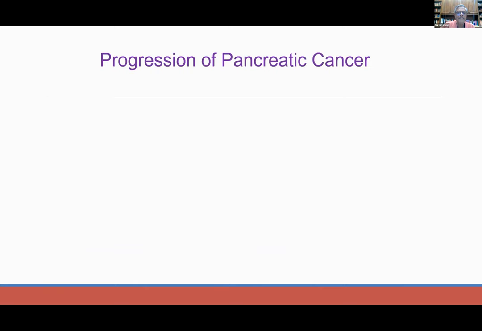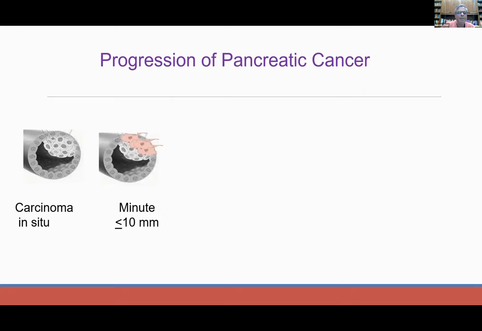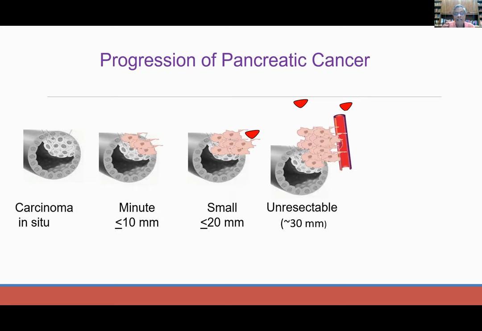So let me start by discussing the normal progression of pancreatic cancer. Like everything else, it starts as carcinoma in situ, which is not visible. At about 10 millimeters, or what some Japanese would call minute pancreatic cancer, it becomes invasive. And by 20 millimeters, about 40% will have neighboring mets. This has been called small pancreatic cancer. The average size of a resectable lesion is actually 30 millimeters, and the vast majority of them are unresectable.